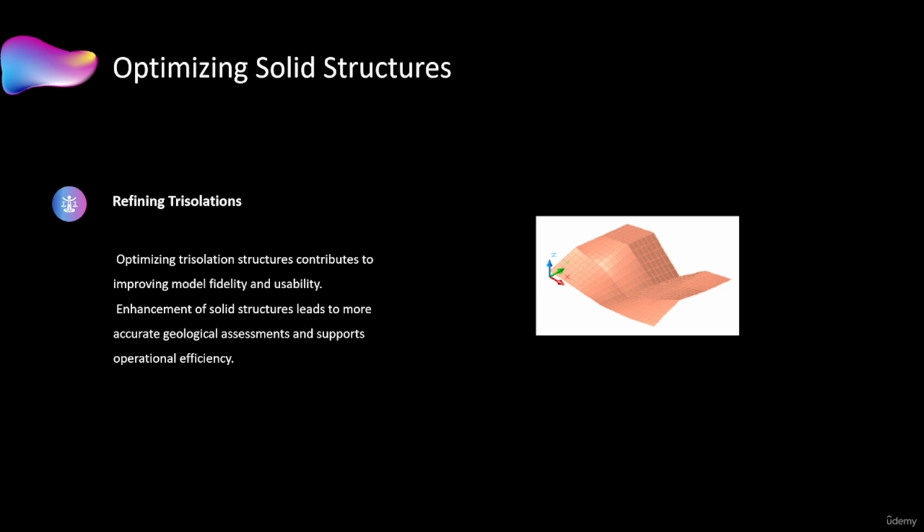Before we end this, we will go over how to optimize triangulation, trisolation. This step refines the triangulated solids to make them more effective and accurate. It's all about getting the most precise model possible.